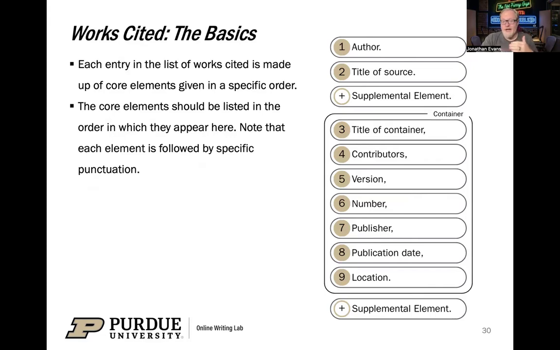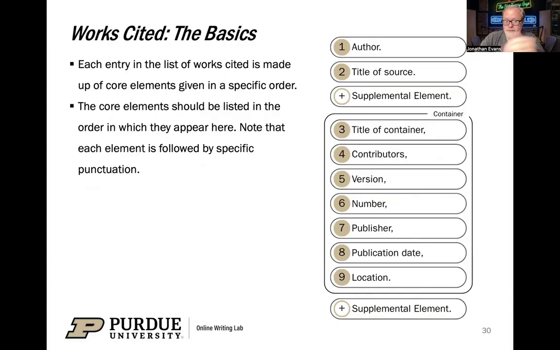Now, for a comic book, I will tell you this right now. There will be authors, there will be a title of the source, there will not be a title of a container, contributors, version, number. There will be a publisher, and there will be a publication date, which will be a year. So we will be using 1, 2, 7, and 8. And you can skip over the rest. Like I said, you will rarely use all of these, but this is the order in which they appear. And if you get into things like scholarly journals and things of that nature, you'll find more of these.